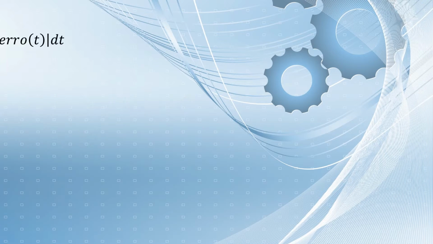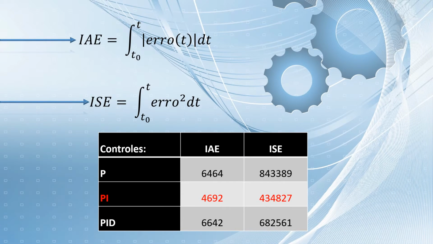Performance index. The performance indexes are used to measure the error performance. There are two types of them, the IAE, the integral of absolute error, and the ISE, the integral of squared error. In this case, the PI presents the best result.